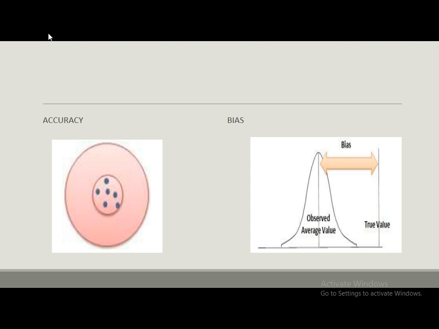Then next is bias. As you see in the right hand figure, bias is the variance between the observed average measurement to the true or reference value. To measure the bias, initially we need to measure some part numerous times, then compute the average of the measurements. So simple bias equals the average of the measurement values minus the reference or true value.